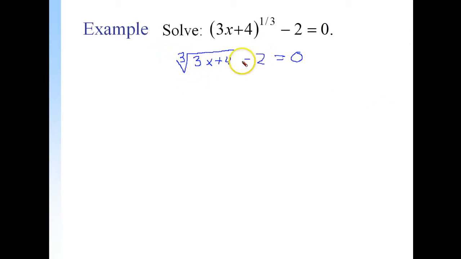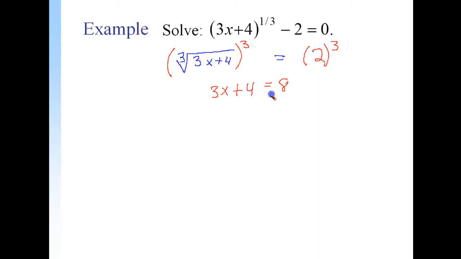All right, so first thing we're going to do is bring this to the other side as a positive 2. So just transpose that to the other side. So that's what we have. Now, again, this is just another form of that. But I like this because the index number is 3. We're going to raise it to the third power. So this then becomes the radicand. 3x plus 4 equals 8.